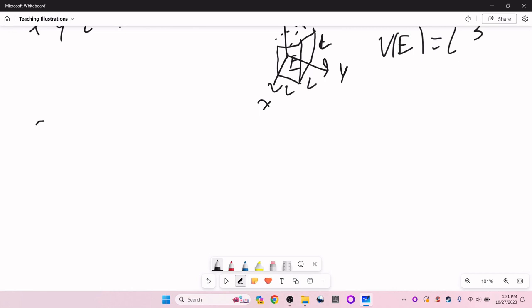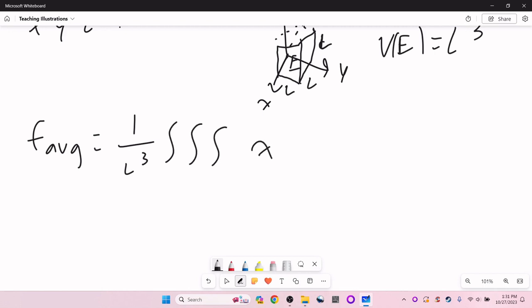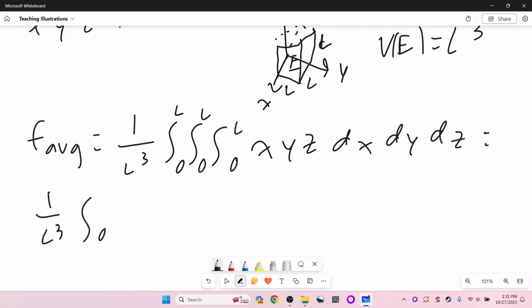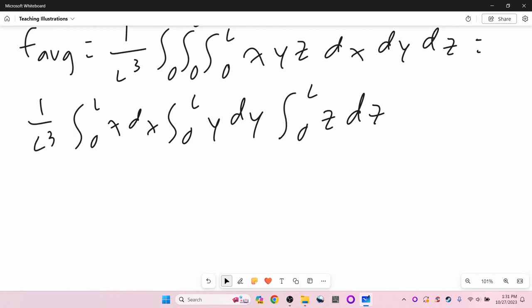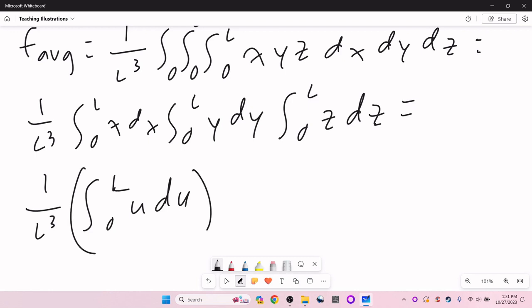So the average value then, f average, would be 1 over L to the third times the triple integral of xyz, 0 to L, 0 to L, 0 to L, dx dy dz. This could be changed as the integral from 0 to L of x dx, times the integral from 0 to L of y dy, times the integral from 0 to L of z dz. These are all dummy variables. If you look at these three integrals, they are exactly the same. They just have different names. So let's just change this into, this step is optional, the integral from 0 to L of u du, cubed. Meaning each one of these integrals is going to give me the same value, so I'll just do one of them with a dummy variable and just cube it.